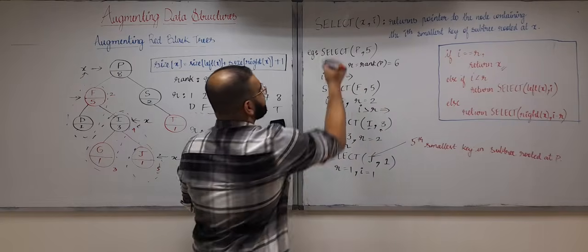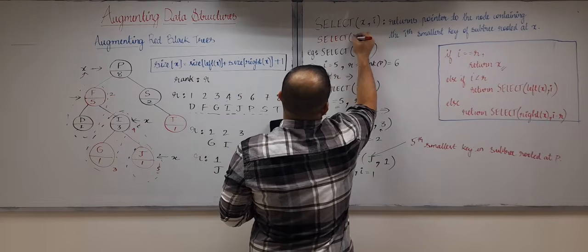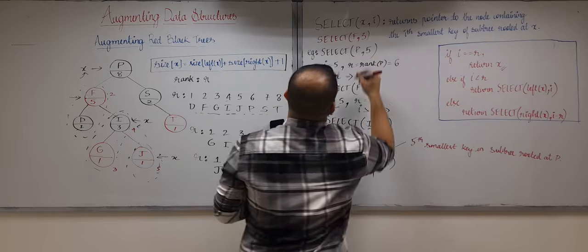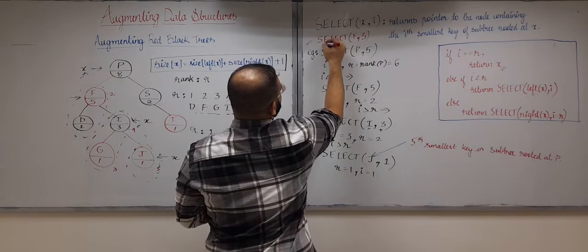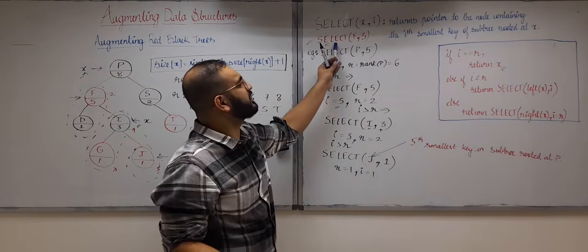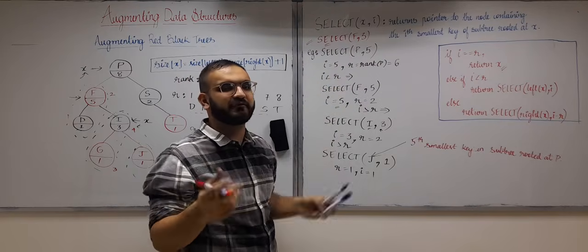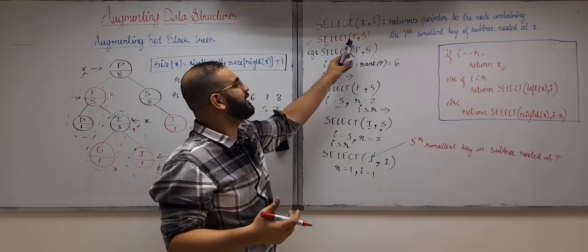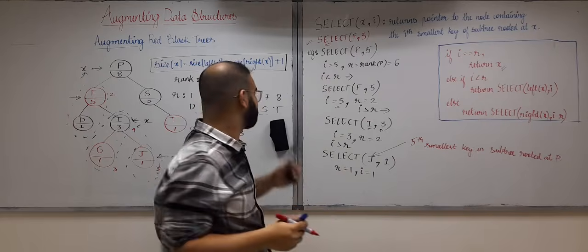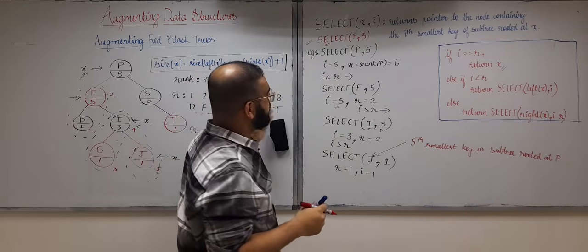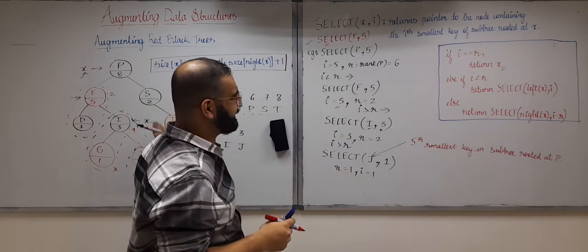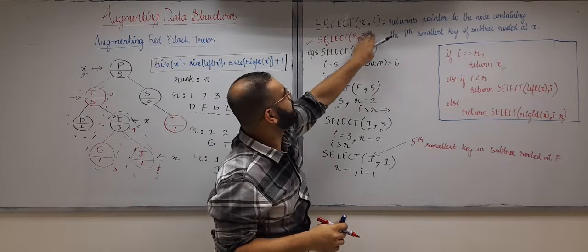So for practice, you can also find out select f comma 3, okay? So you can also solve this yourself and let me know in the comments what the answer is for select f comma 3, or which node will be returned when we do this operation select f comma 3 for this red black tree.